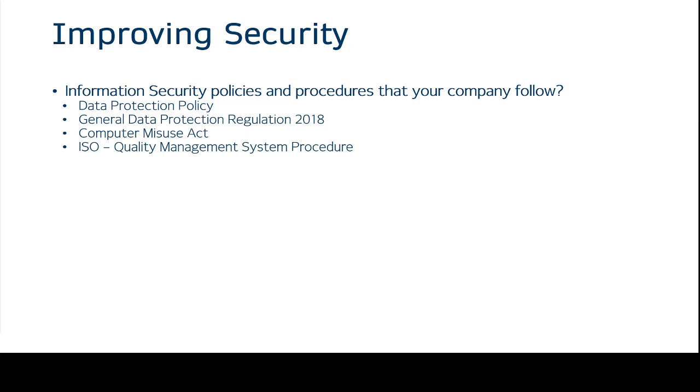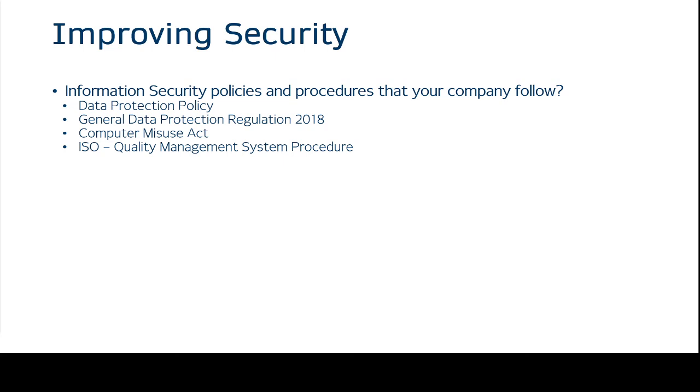Improving security. So what information security policies and procedures should your company follow to improve security? This criteria is to explain how organisations are using innovative systems and software to help improve security. So this is just about procedures and software that you're using that can help increase security. These are some policies which you might want to include in your evidence. There's also some legislation there which you can look up.